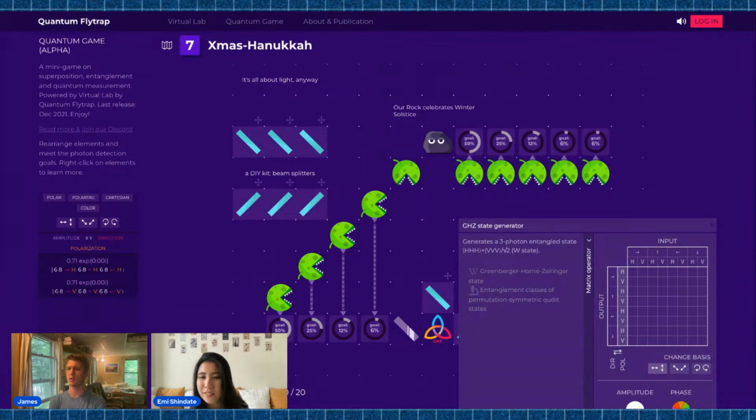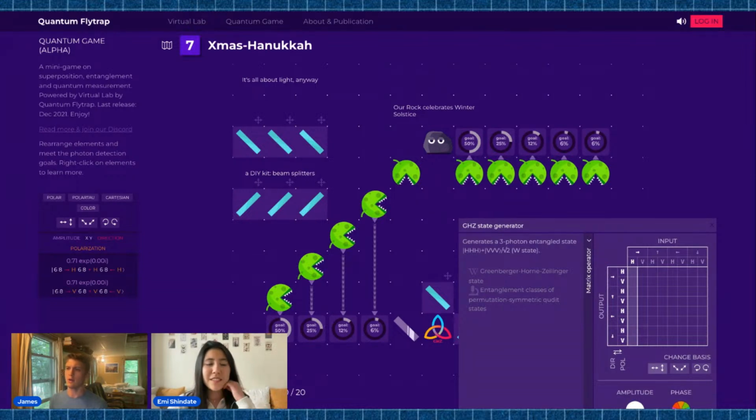Greenberger-Horne-Zeilinger state. Entanglement classes of permutation symmetric qubit states. Qubit. Yeah. Ugh. Matrix operator. Whoa. Okay. I see. Interesting way of. Okay. Amplitude, phase. Oof. I would need to spend some time understanding what this meant again and probably revising my uni notes. I think it's called a GHZ. I feel like I've heard of that though. I must have just.